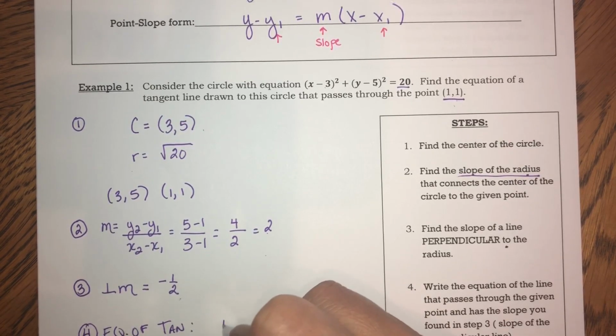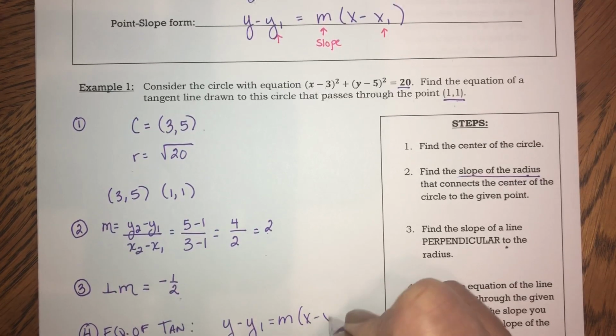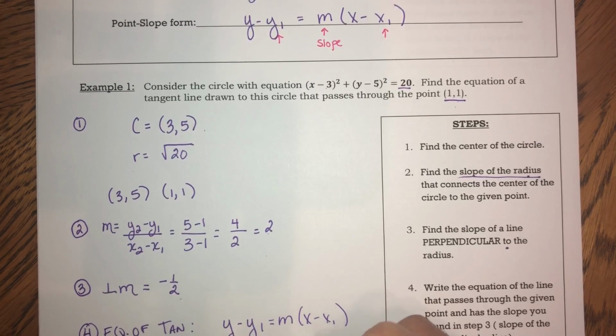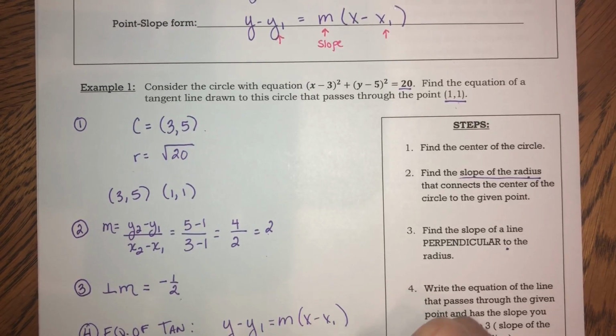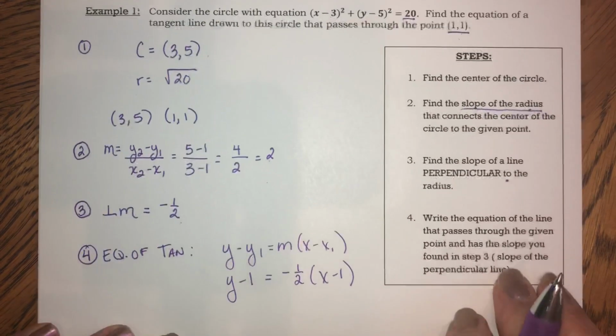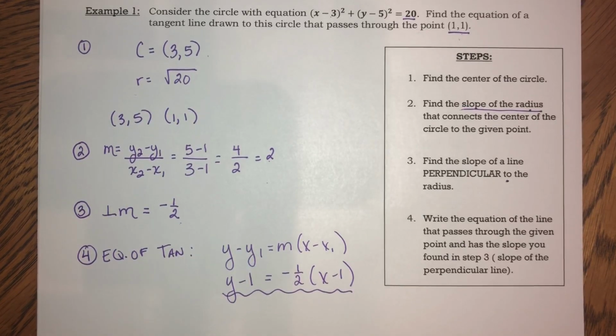would be to use the point slope formula. y minus y1 equals slope times x minus x1. And that means I have y minus 1 is equal to negative 1/2 times x minus 1. Now, if they don't give you any more specific directions than that, you're finished. You plug that information in and you're done.